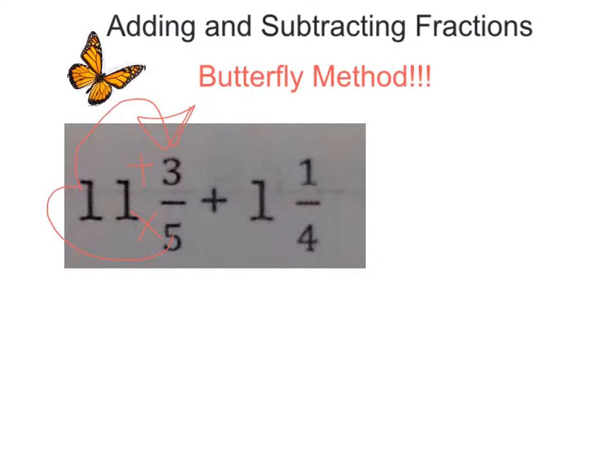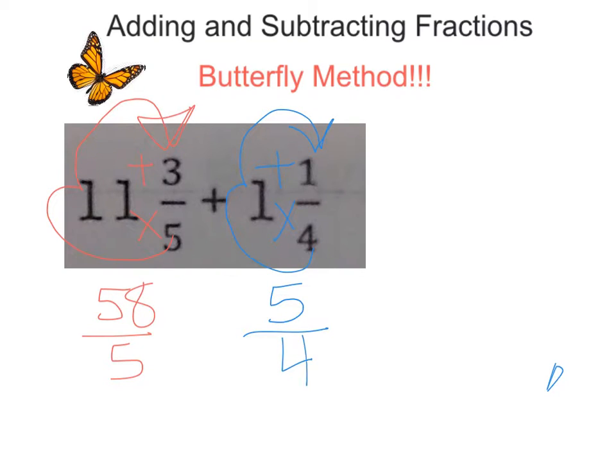5 times 11 is 55, plus 3 is 58. So that becomes our new top number. We keep the same bottom number. Now that we've converted both of our fractions into improper fractions, we are ready to start the butterfly method.